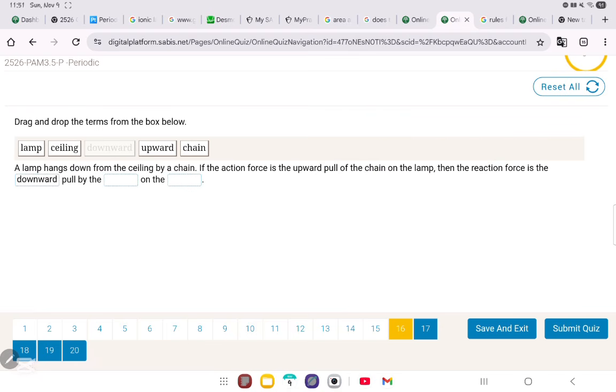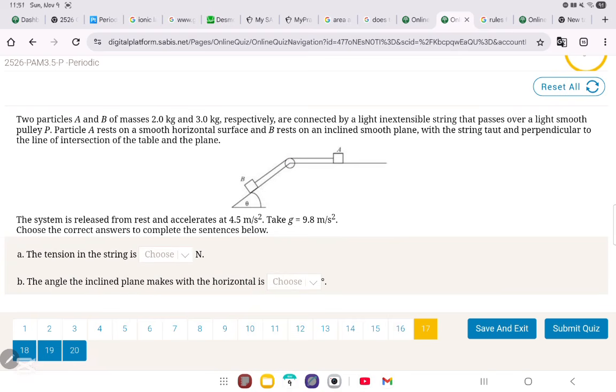We move on to question number 17. What does it say? Oh, 17 is a nice question. It's long, but it's nice. So first thing we do is we draw the free body diagram.